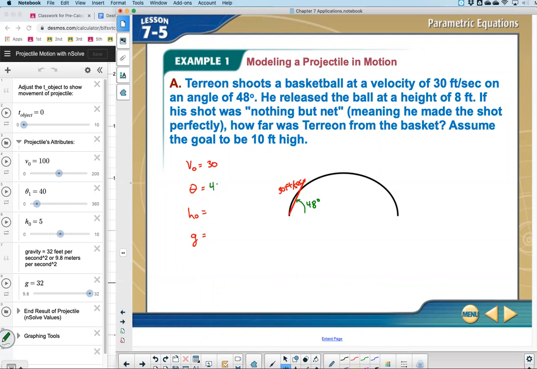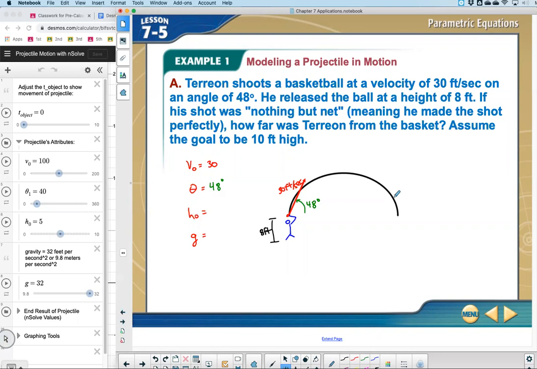That's my theta. He released the ball at a height of 8 feet. So if I were going to do a little stick figure here, he released it, and that height on that ball is 8 feet. So, jump shot, there's the ball, and it's going to fly through the air, and he's going to make the shot, nothing but net, swish.